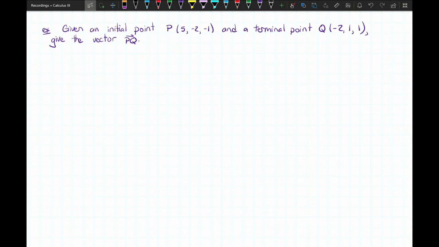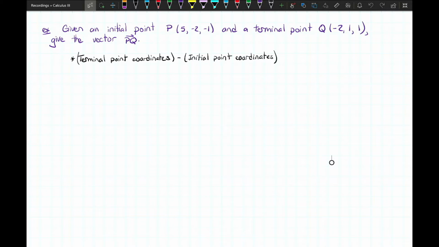Let's suppose that we're given a point P, (5, -2, -1), and a point Q, (-2, 1, 1). Well, if P is our initial point and Q is our terminal point, then the vector from P to Q can simply be written in this nice shorthand notation, PQ, with a vector arrow over the top. That already tells us the order from one point to the next. In order to calculate that vector, we need to take the terminal point, Q, have its components, and subtract the components of our initial point, P.